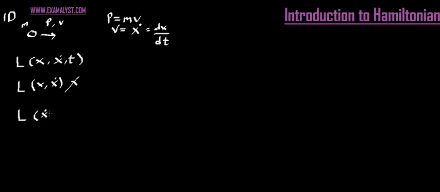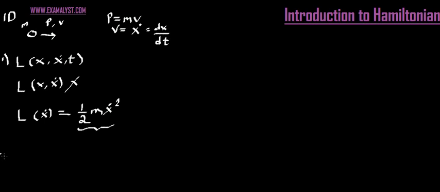Let us see why it is dependent only on x dot. Since it is a free particle, it has only kinetic energy, which is half m into velocity squared. Velocity is x dot. Do you see any dependence on x? There is no dependence on x, because there is no potential. This is example number 1.